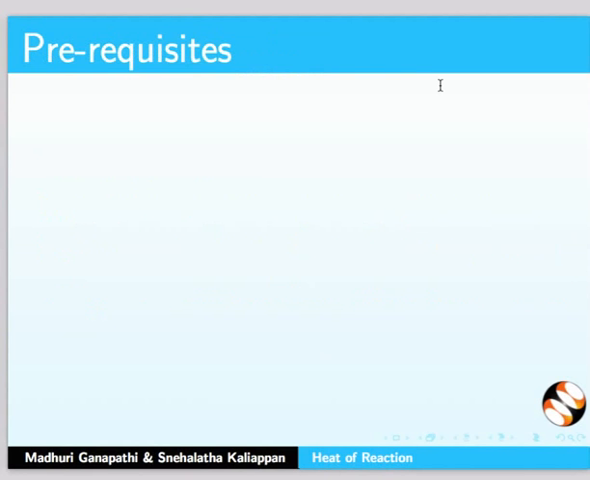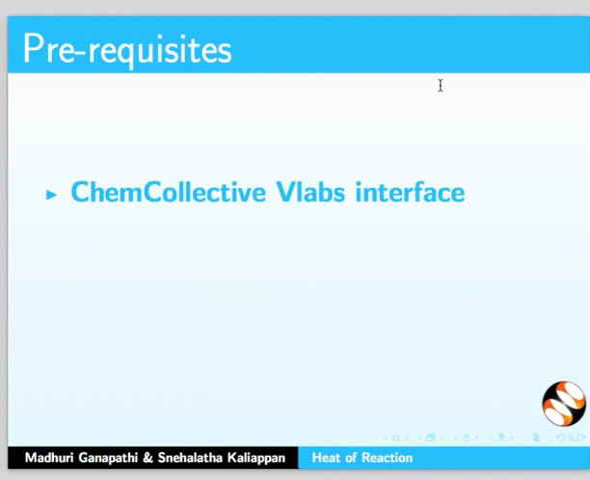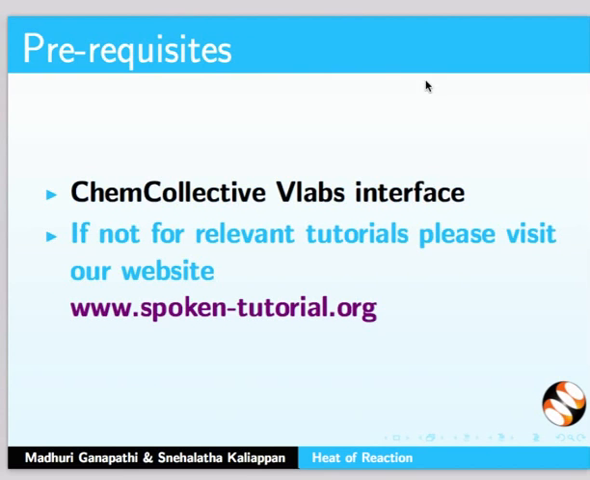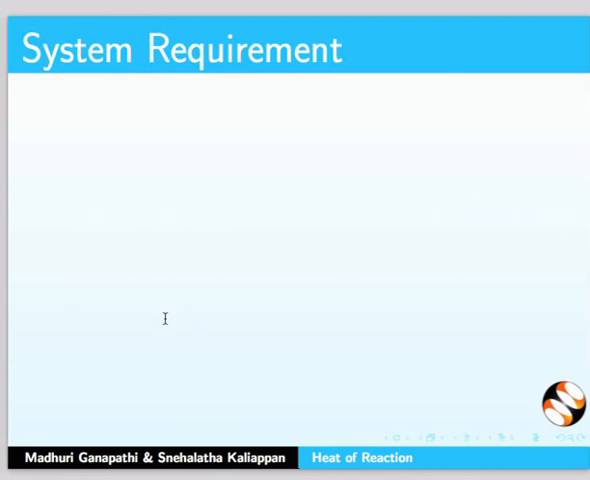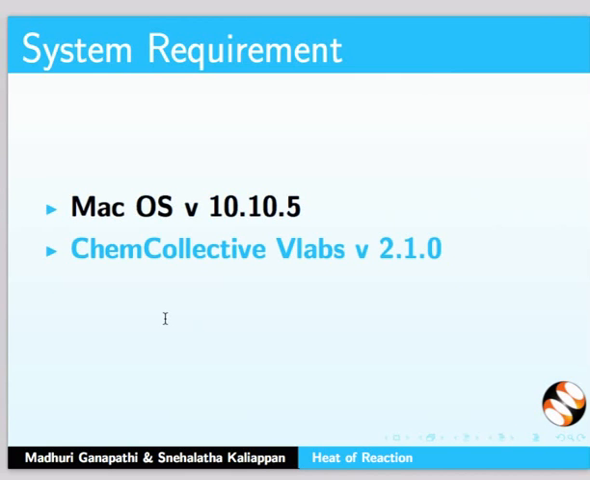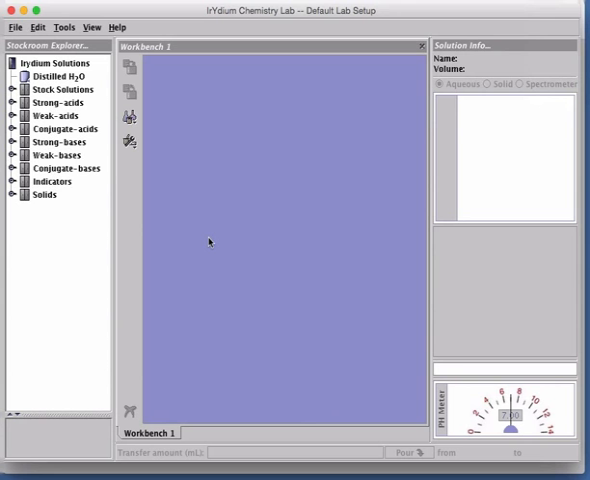To follow this tutorial, you should be familiar with ChemCollective VLABs interface. If not, for relevant tutorials, please visit our website. Here I am using Mac OS version 10.10.5, ChemCollective VLABs version 2.1.0, Java version 8. I have opened a virtual chemistry lab application window.